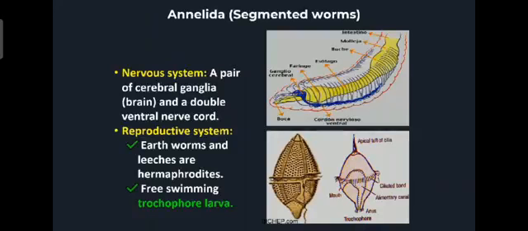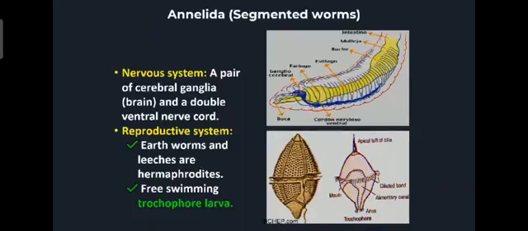Then the reproductive system. So earthworms and leeches are the examples, as seen in the first diagram. Earthworms and leeches are hermaphrodite. Now what do you mean by hermaphrodite? That is bisexual. Means what? Both male and female are present in the single organism. Those are hermaphrodite. Clear?